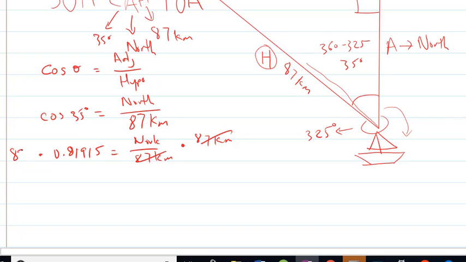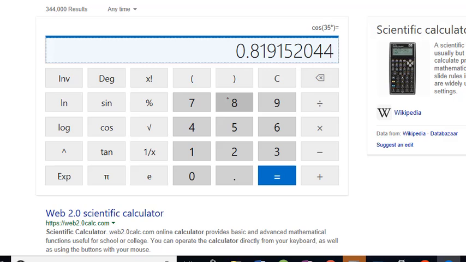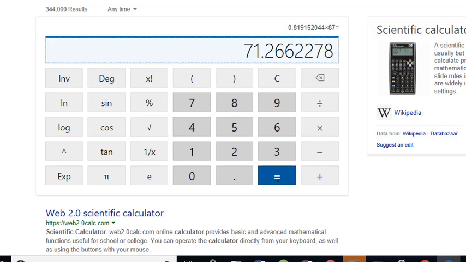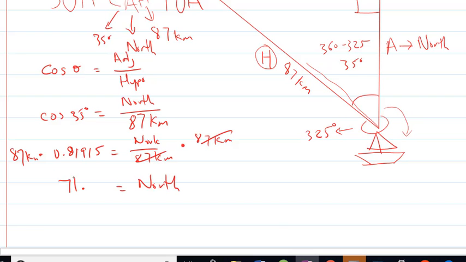So it'll be 87 kilometers. And so we'll have north is equal to something like 71 point, okay, let's just do it quick on the calculator. Let's say we multiply this by 87. The answer would be something like 71.266. But if we round off, it would be something like 71.27 kilometers. Now that is for the distance north.